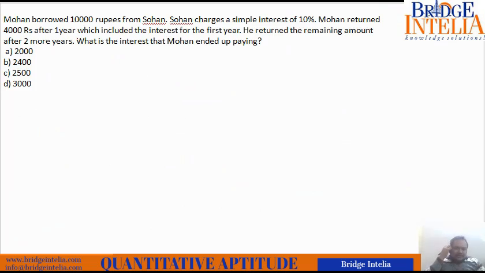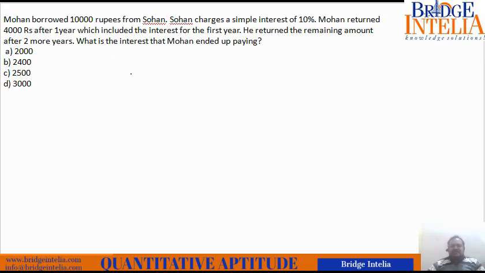Next one. Mohan borrowed 10,000 rupees from Sohan. Sohan charges a simple interest of 10%. So Mohan returned 4,000 rupees after 1 year, which included the interest for first year. He returned the remaining amount after 2 more years. What is the interest that Mohan ended up paying? Please understand what the question is.